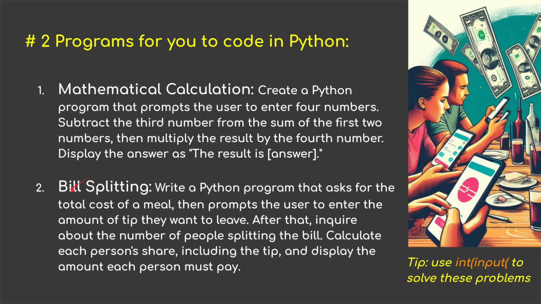And then number 2, bill splitting. I want you to write a Python program that asks for the total cost of a meal. And then it prompts the user to enter the amount of tip they want to leave. And after that, inquire about the number of people splitting the bill. Calculate each person's share, including the tip, and display the amount each person needs to pay.